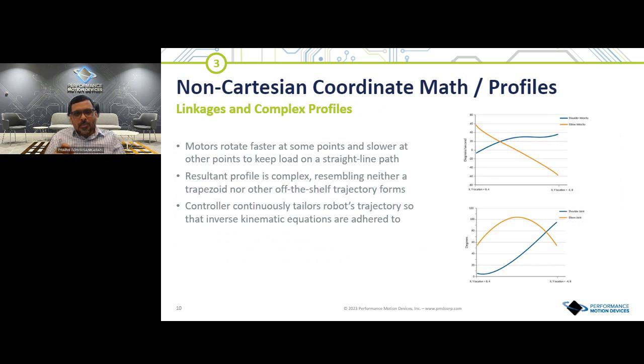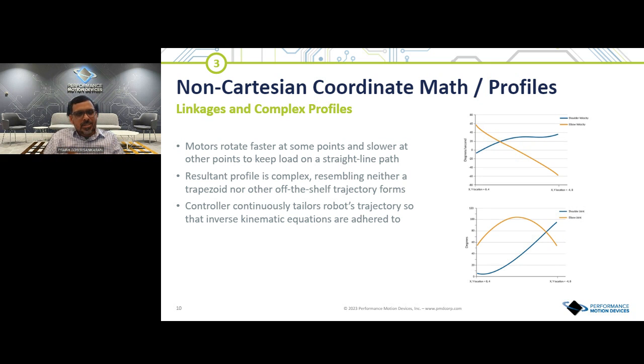The other problem that happens in a lot of these robotic arms is that there are linkages, and that creates complex profiles. So the motor doesn't have a regular move. It rotates a little bit faster at some points and slower at other points. So to keep a load in a straight path, you have to do some sort of compensation. The resultant move profile is a little bit more complex, so it's not a trapezoid or an easy move.